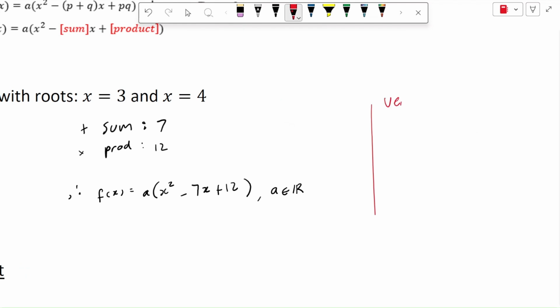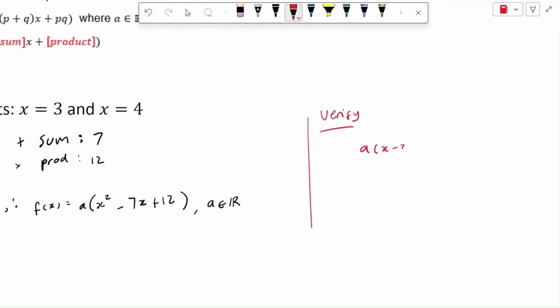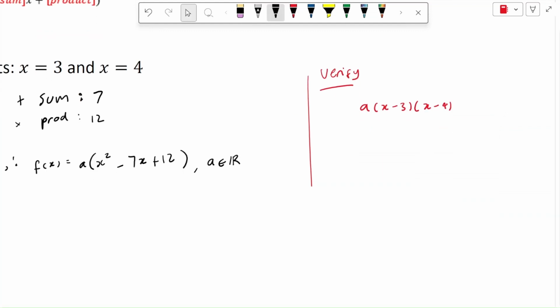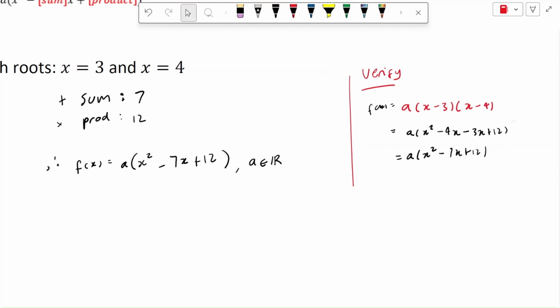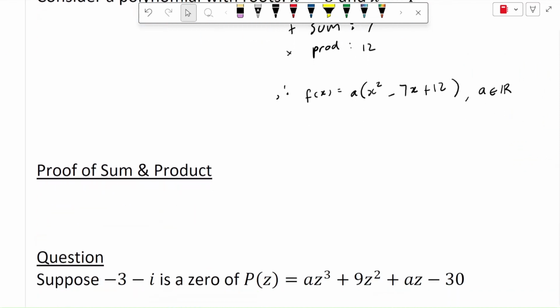So verify here. If x equals 3 is a factor, then we're expecting x take 3 to be a factor and x take 4 to be a factor here. So you would expect f of x to look like that. That would look like x squared take 4x take 3x plus 12 when you expand it out. Or in other words, a lots of x squared take 7x plus 12, just like that. So it does work. Sum and product just saves you a little bit of time.